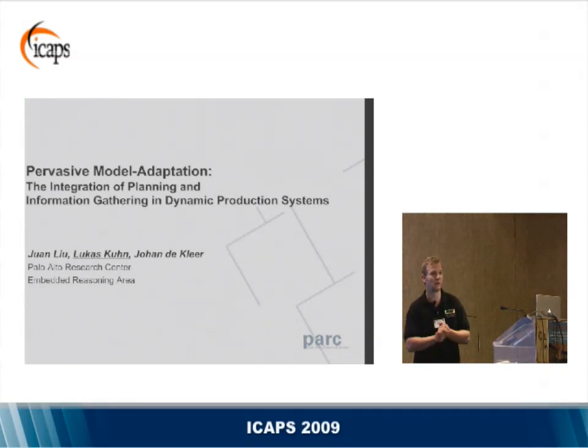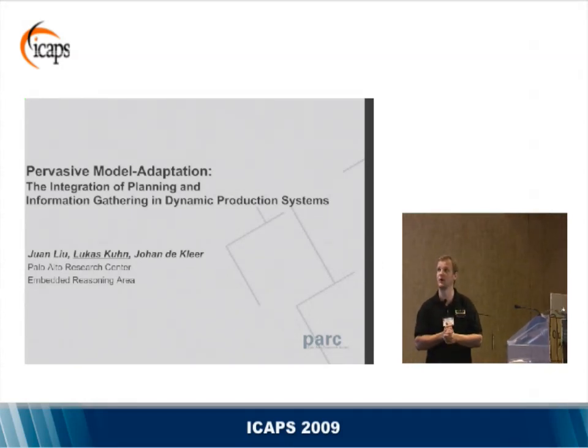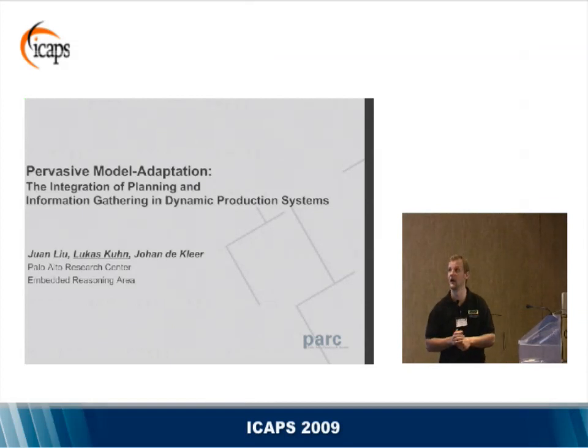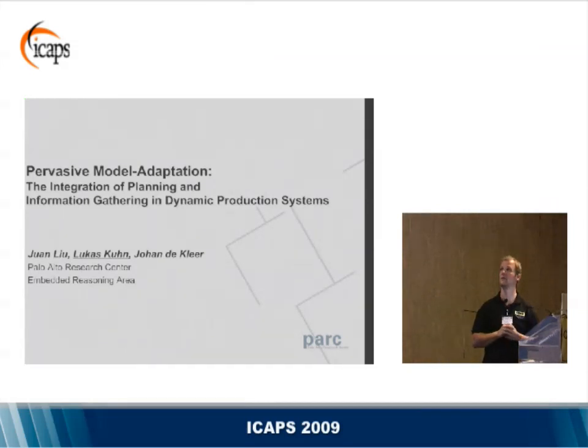So I will talk today about pervasive model adaptation, and what we understand about pervasive model adaptation is basically the integration of planning and information gathering in dynamic production systems or in all kinds of manufacturing systems. That work was jointly done with Johan Lee and myself and Johan de Cler at the Palo Alto Research Center.